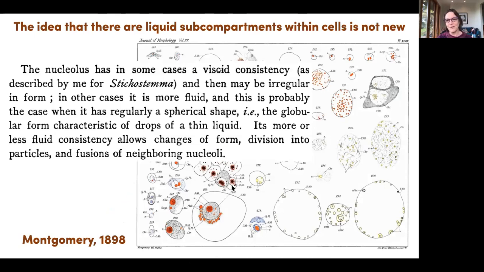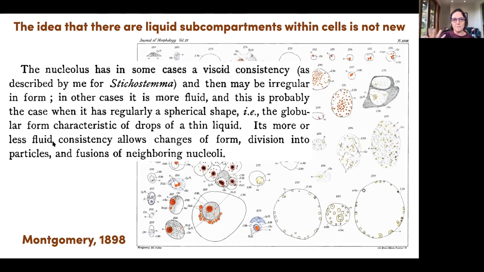They were just drawing what they saw in the microscope, or in this case, it's a single author paper. And he described the behavior of these nucleoli, which he was observing under the microscope, as liquid-like. He described it as sometimes having a viscid or thick consistency. And in other cases, it's more fluid, and thus it attains a more spherical shape. And it behaves like a thin liquid, a non-viscous liquid.